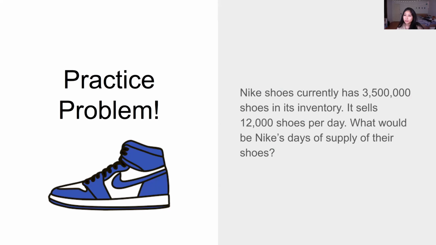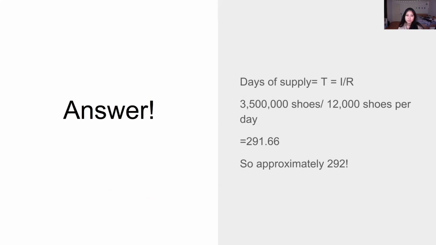Okay, so I hope you guys have been able to try this practice problem on your own, and now I'm going to go over the answer. So the answer would be the days of supply, which equals T, which equals I over R. This would be 3,500,000 shoes divided by 12,000 shoes per day. And when we do this, we get about 292 or 291.66 days.